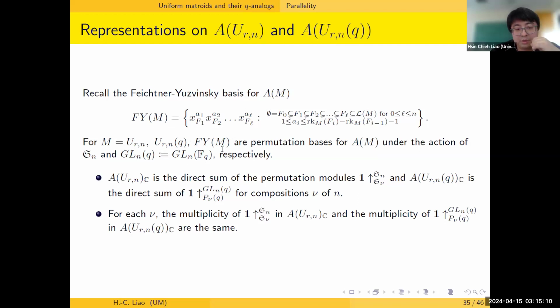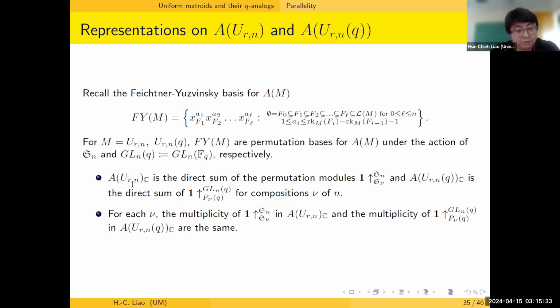And they are just acting by permuting these chains, and A1, A2 are not affected. So you can kind of think of them as just permuting a chain inside a lattice, either inside the Boolean lattice or inside the q-Boolean lattice. So we can observe the following two points.